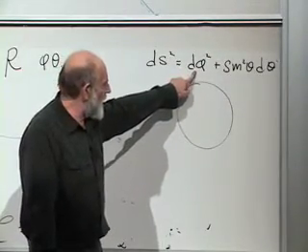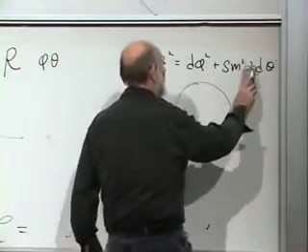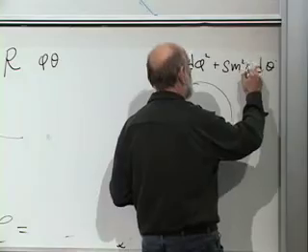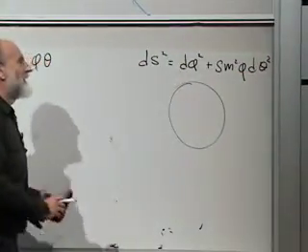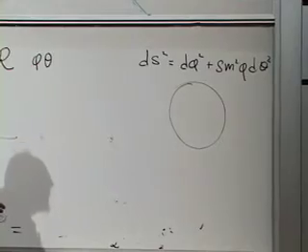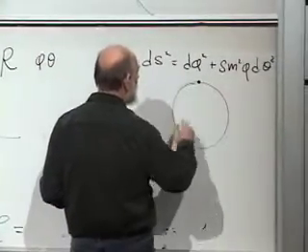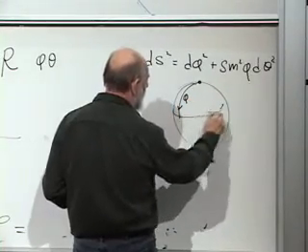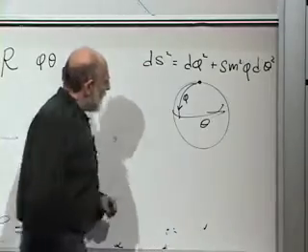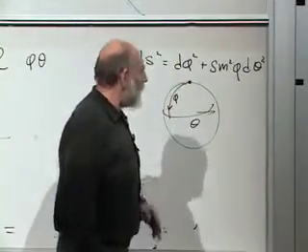And then it's sine squared phi. Oh, sine squared phi. Good. Getting tired. Sine squared phi d theta squared. Do I have it right? Yes. Good. All right. So here's the North Pole. Phi is measured relative to the North Pole, and theta is measured around the equator. This is the metric of a unit sphere.